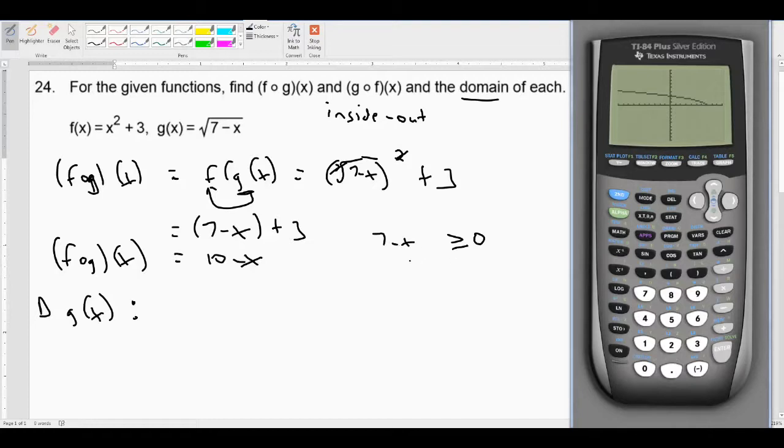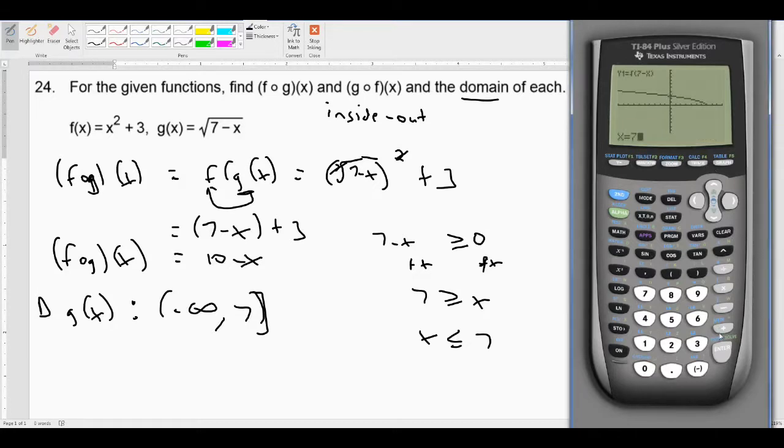So when I saw this, I like to add x to both sides. I like to flip it around. When I flip it around, make sure the sign points towards the x. So what that's saying is what this graph verifies. It's going forever to the left, and it's going right to 7. So the domain of the inside function is negative infinity to positive 7. Bracket, because the 7 is included.